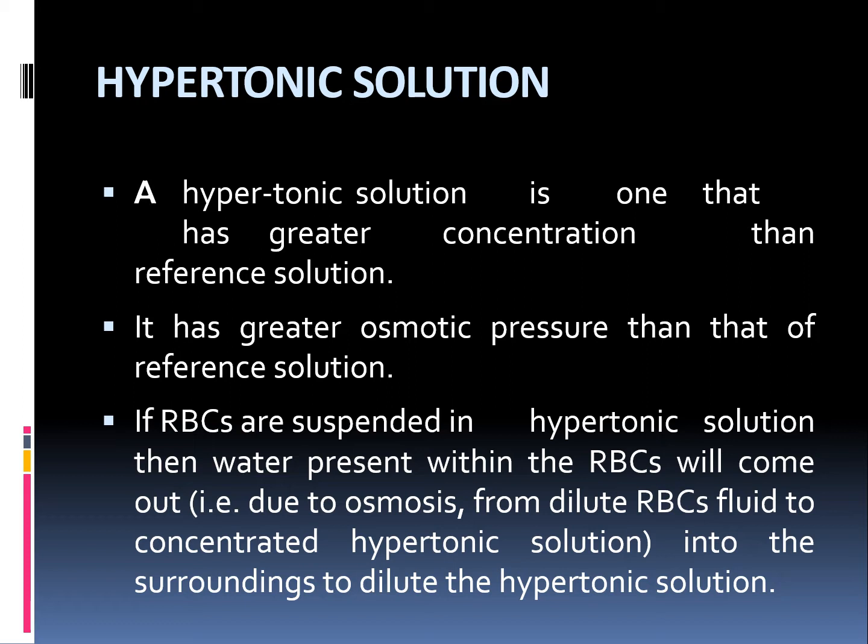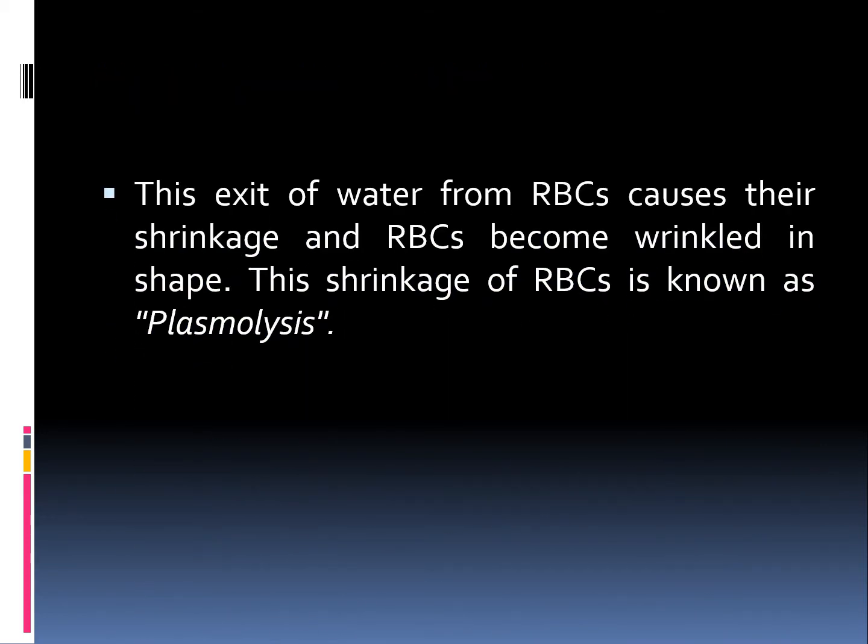So this can lead to rupture of the RBCs. Thus, this exit of water from RBCs causes shrinkage and RBCs become wrinkled in shape. This shrinkage of RBCs is known as plasmolysis. That is, oozing out of water from RBCs when kept in a hypertonic environment is known as plasmolysis.